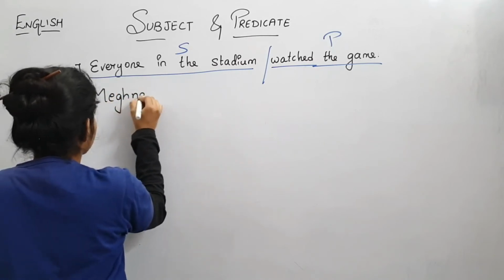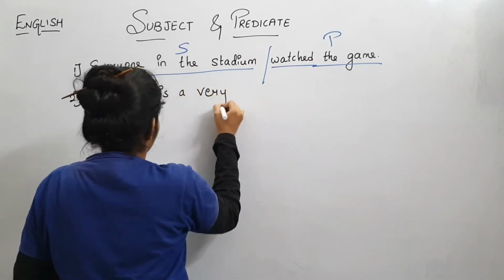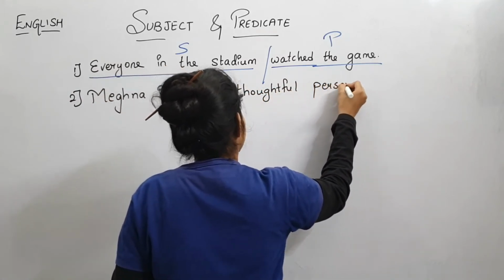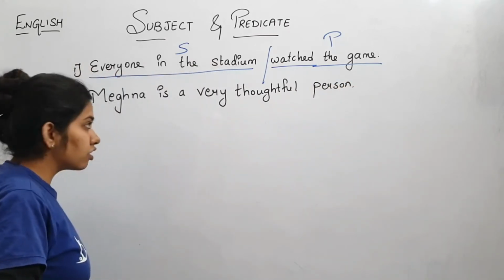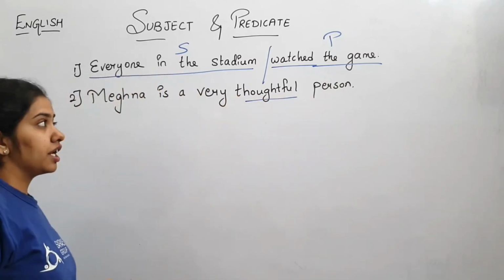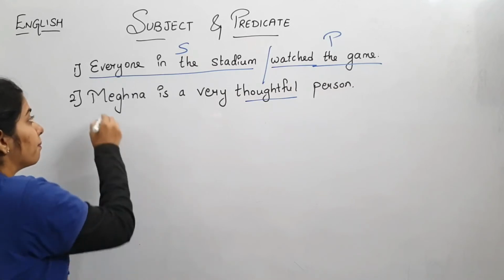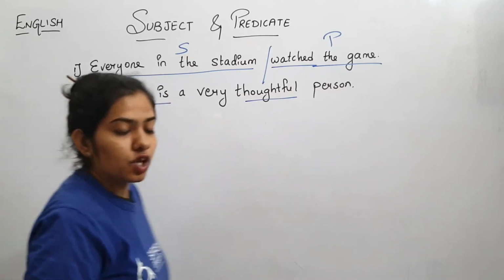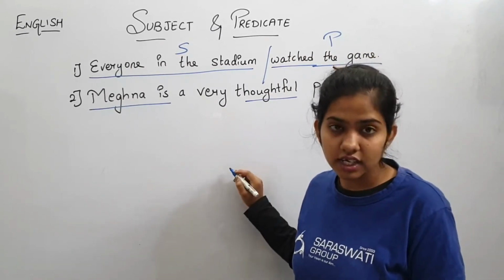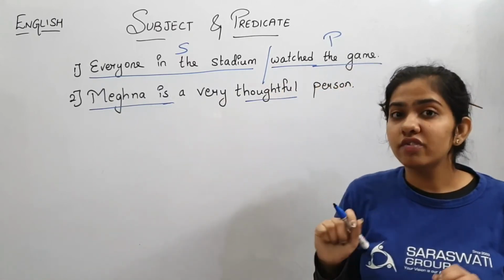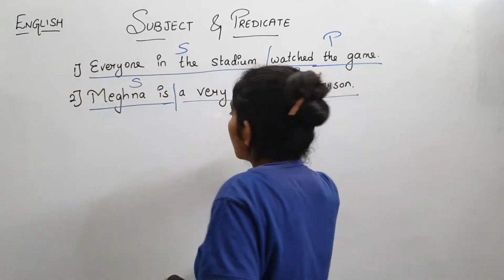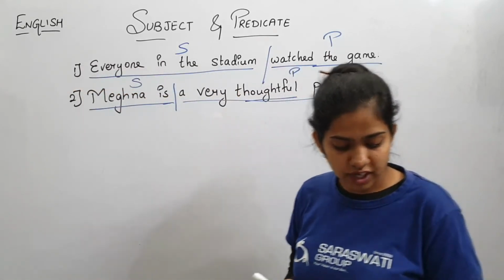Now the next one is: Meghna is a very thoughtful person. That is, Meghna is a very thoughtful person. So what is the verb over here? That is is. Now, who is a thoughtful person? So Meghna, right? That is the answer we got, Meghna. So Meghna is our subject, and a very thoughtful person is our predicate.